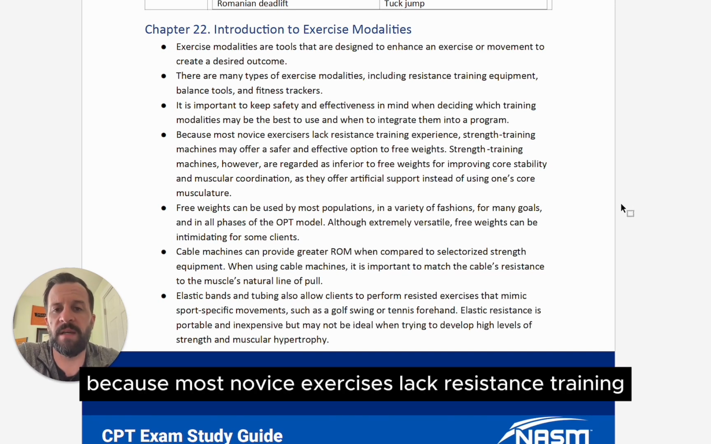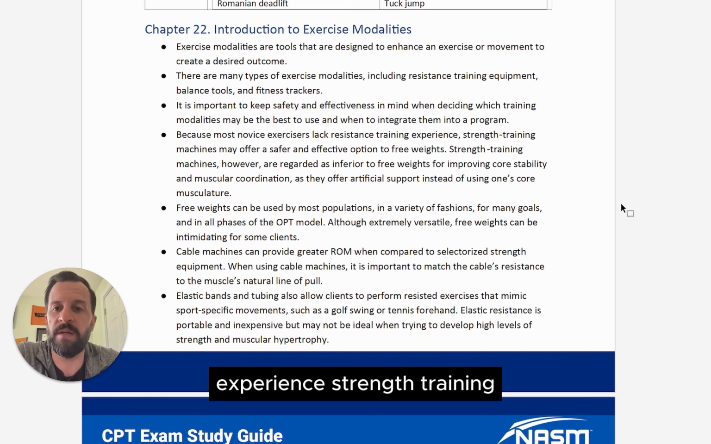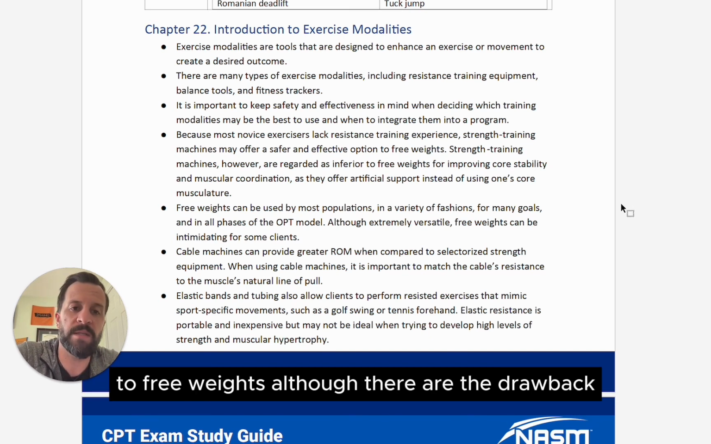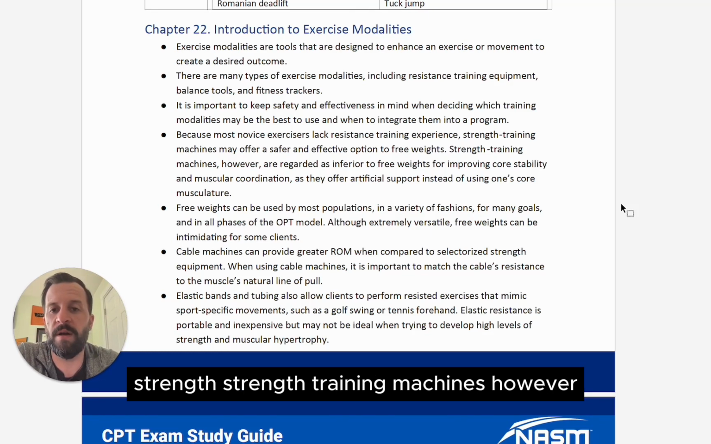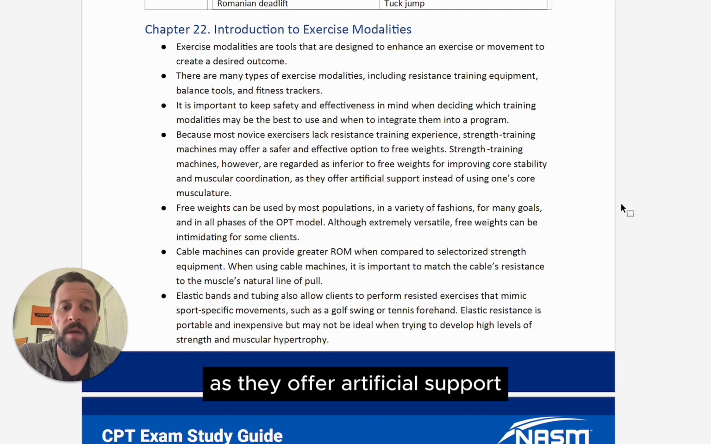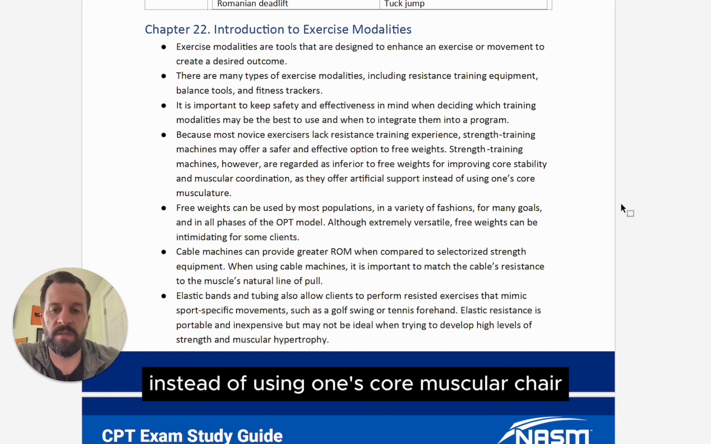Because most novice exercisers lack resistance training experience, strength training machines may offer a safer and effective option to free weights, although there are drawbacks, right? Strength training machines, however, are often regarded as inferior to free weights for improving core stability and muscular coordination, as they offer artificial support instead of using one's core musculature.